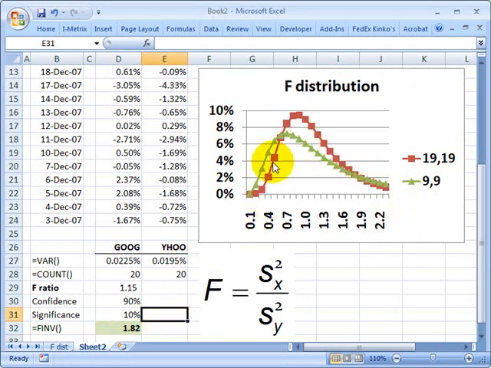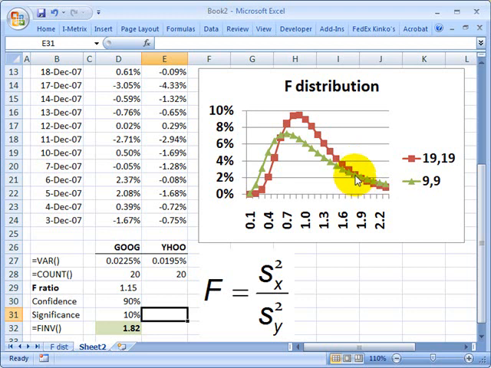Let's see if I can interpret that with the help of the chart. I have two plots here, and the red plot is the one we're interested in. The red plot characterizes the F distribution with 19, 19 degrees of freedom. That's 19 degrees of freedom for both the X and the Y. That's the red plot. That characterizes this current situation. And 1.82 is somewhere out about here, and what that tells me is with 19, 19 degrees of freedom, 90% of the area under the curve is to the left of this 1.82.